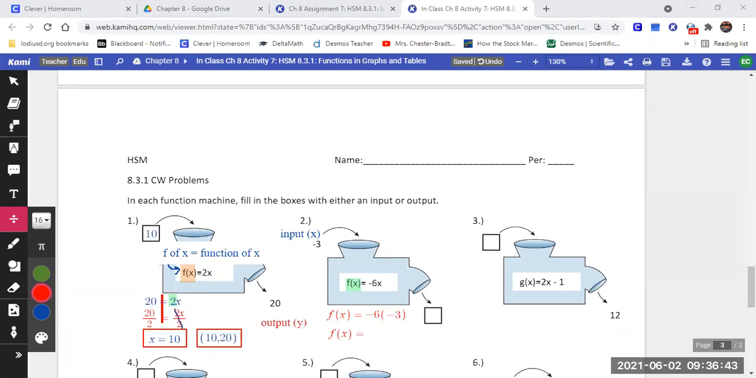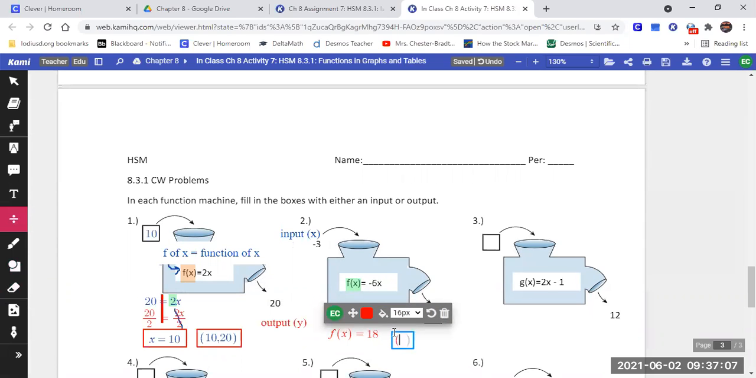$18, because -3 times -6, negative times negative is positive, positive 18. Now, if I'm going to write this as an ordered pair, what would I write? What's my parentheses going to say? -3, 18, yes. I'm going to stick that 18 in this little box.